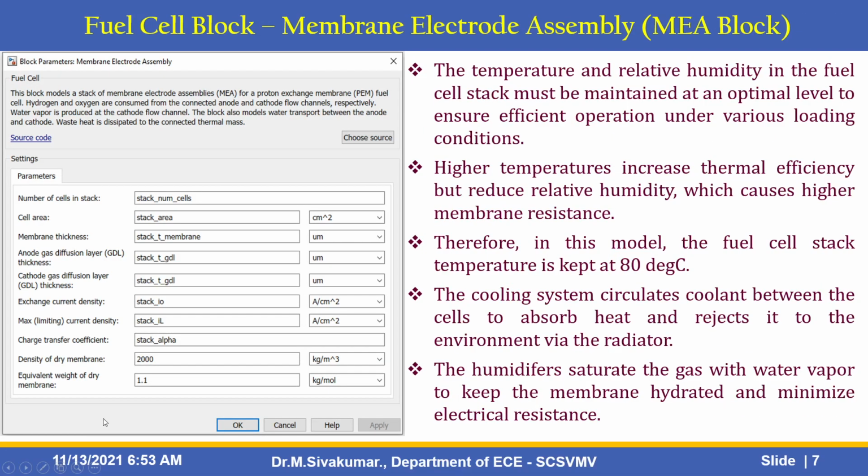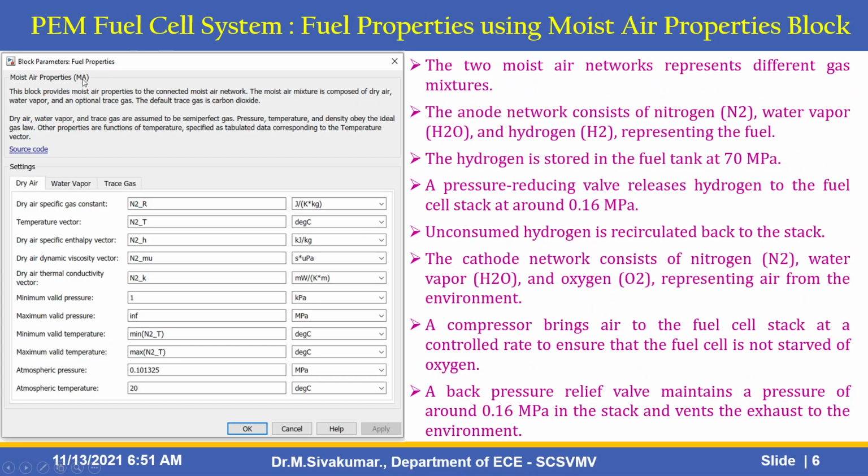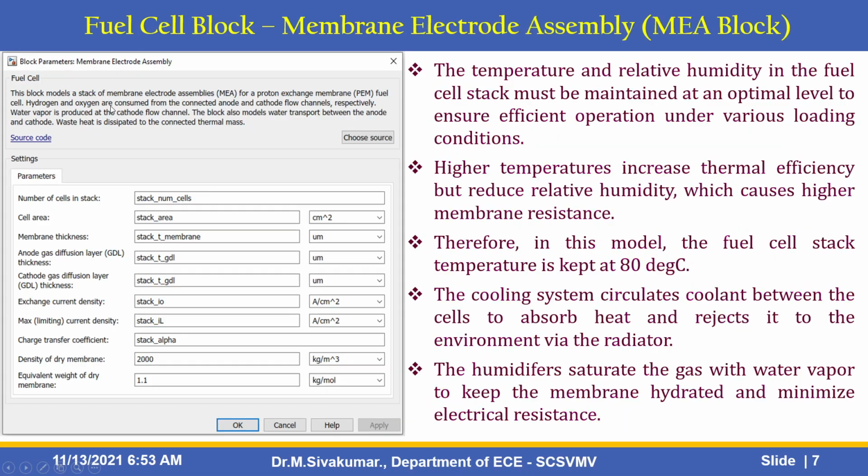Then the MEA block. Previously we saw the MEA block and the moisture properties block. This MEA block is responsible for designing the membrane electrode assembly. Here this fuel cell model block models a stack of membrane electrode assemblies for a proton exchange membrane fuel cell. Here hydrogen and oxygen are consumed from the connected anode and cathode flow channels respectively.